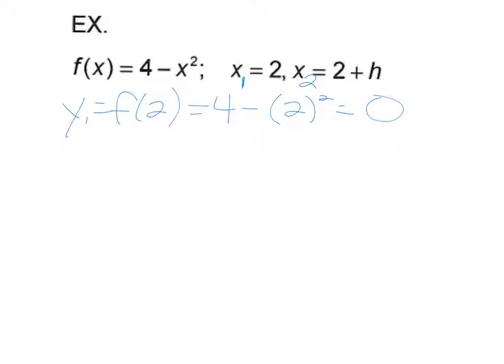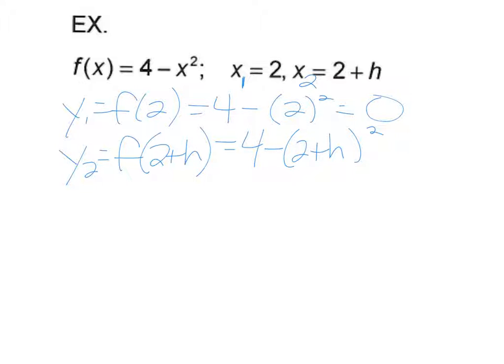And then we're going to plug in x2 to find y2, 2 plus h. So everywhere we see an x, we write 2 plus h. 4 minus 2 plus h squared. Now remember, a big common mistake is to just square the 2 and square the h. But that's not how that works. We are having to write 2 plus h twice and FOIL it.